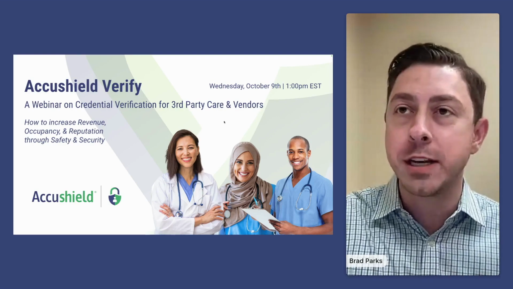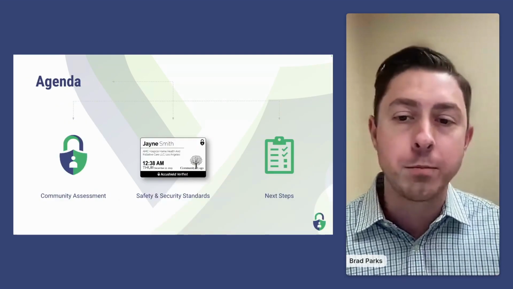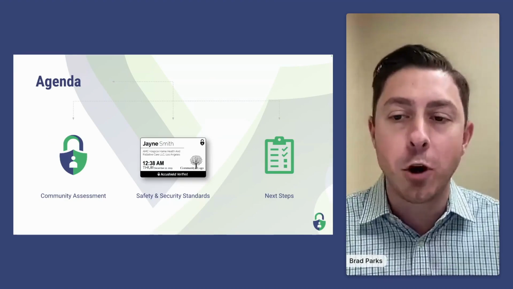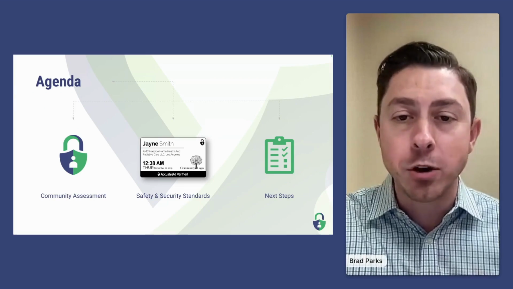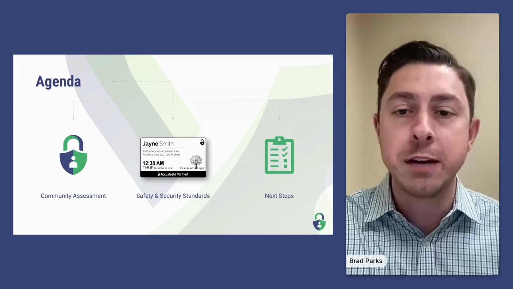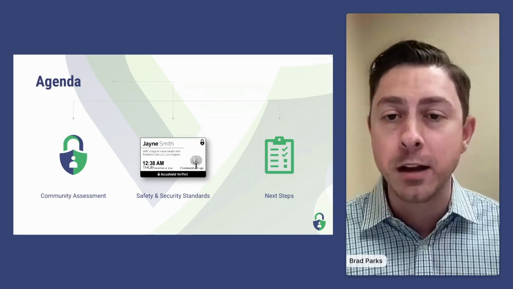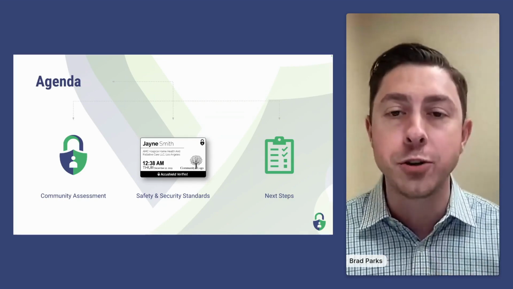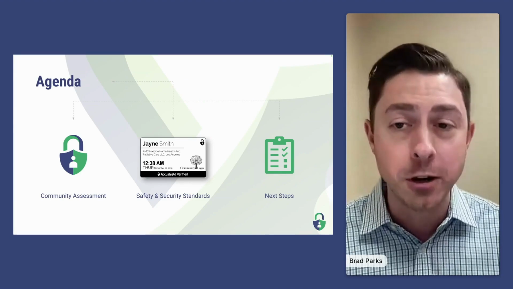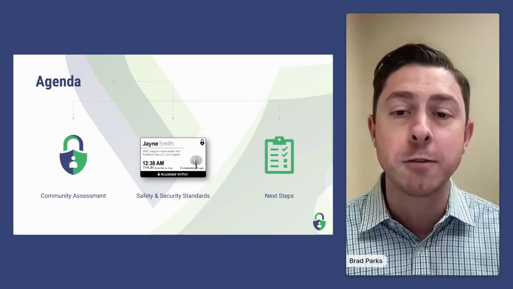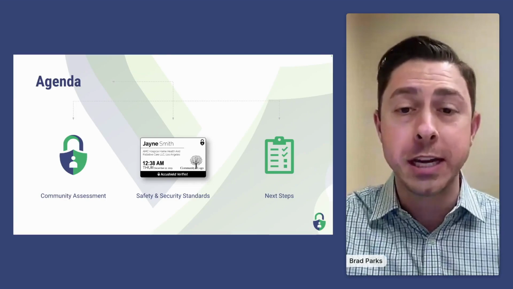So that is what we'll cover today, specifically going through a few prompting questions for a brief community assessment, if you will, and that will revolve around safety, security, and risk mitigation. After we go through that community assessment, we'll talk through safety and security standards with AccuShield by learning about how AccuShield Verify can move the needle of security for you and your community. And by the end of today's webinar, you'll have next steps in front of you to be able to take action and make forward progress today. So let's go into that first item, the community assessment.